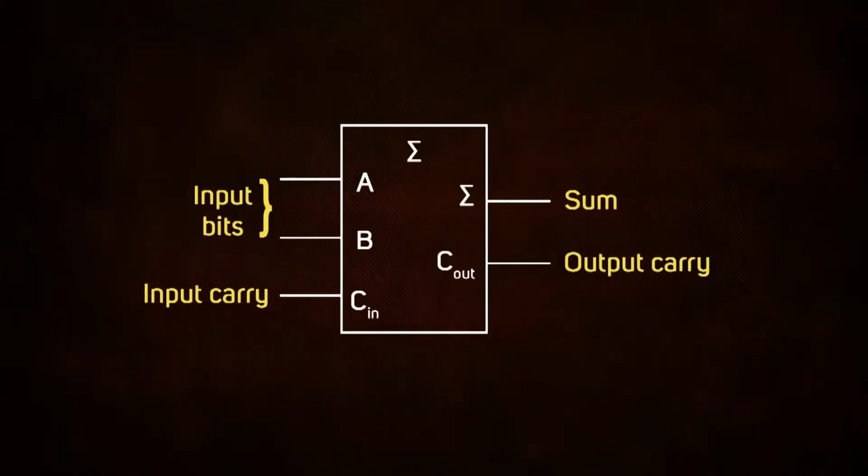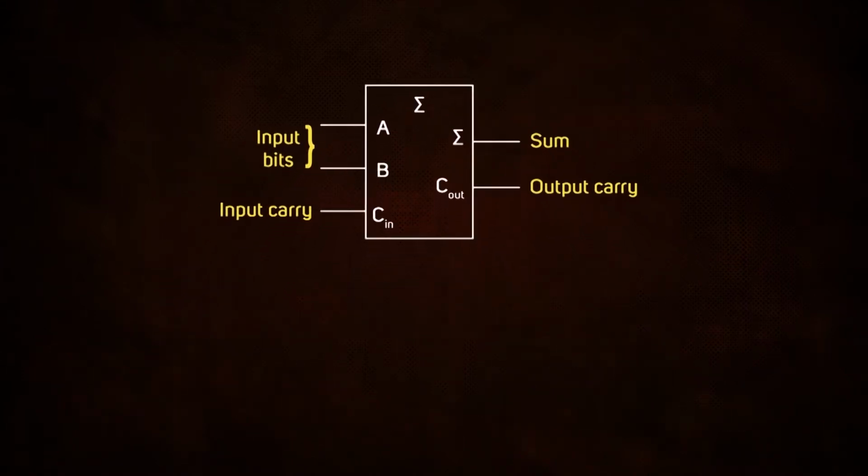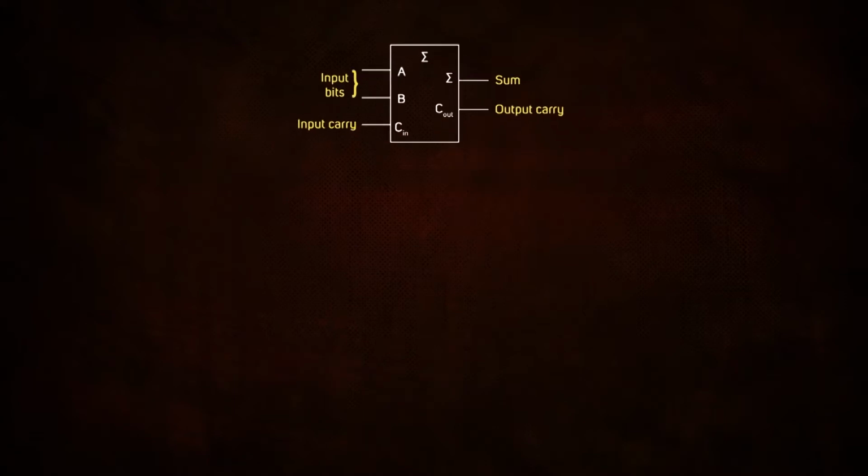Logic symbol of a full adder is given here. It is the adder which adds 3 inputs and produces 2 outputs. The first 2 inputs are A and B, and the third input is called input carry, C in. The outputs are sum and output carry, that is designated as Cout. Now let us form the truth table of addition of 3 bits.